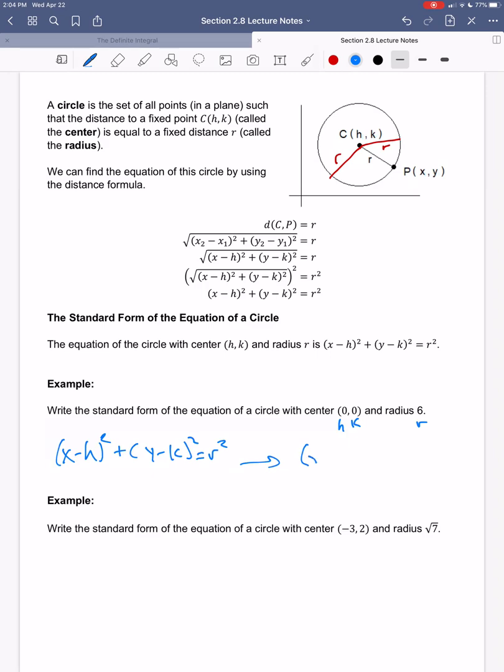So that's going to be x minus 0 squared plus y minus 0 squared equals 6 squared, which is just going to be x squared plus y squared equals 36.